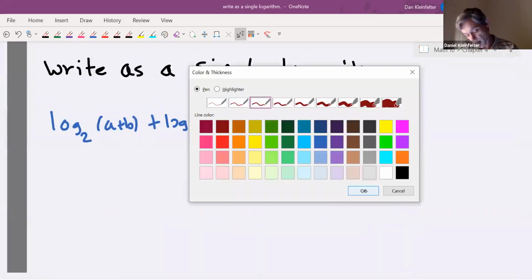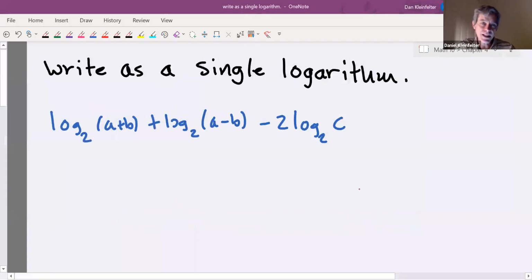By the way, for each of these, the base has to be the same, right? So if this first one was like log base 5 or something, then I couldn't combine the logarithms, okay? The bases have to be the same. You'll never in this class run into a situation like that, where a question will have two different bases. Okay, so let's try this.